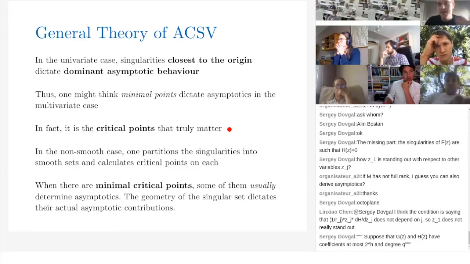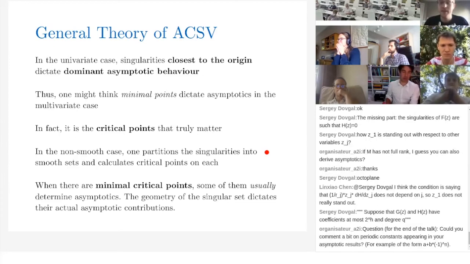Now, here I talked about the smooth case. What happens in the non-smooth case is that you partition your set of singularities into smooth sets with certain conditions, and then you calculate the critical points on each of these smooth sets that make up your singular variety. And so when there are these minimal critical points, then usually some of them will be the ones that determine asymptotics. Again, you can always cook up pathological things where this is not true, but in practice, most of the time, if you have minimal critical points, you're in a pretty good situation.